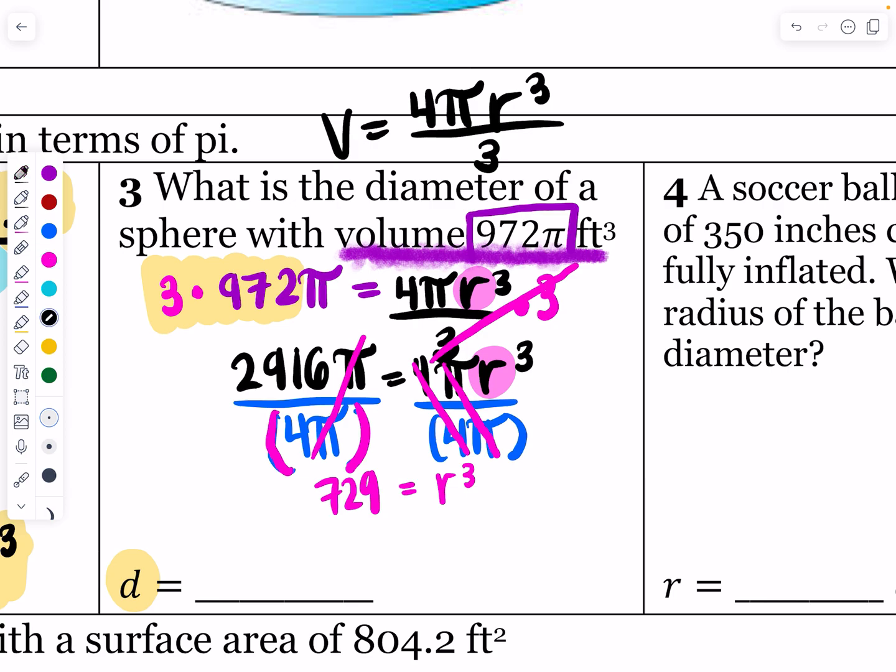And so we did a little intro lesson at the very beginning of class on how to take the cubed root of something in your calculator. So I'll show you how to do that now. You take the cubed root of both sides, which is just going to give me my radius. So we want to type this into our calculator, cubed root of 729.